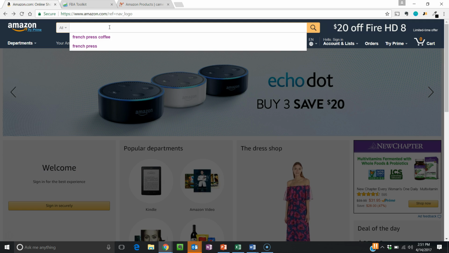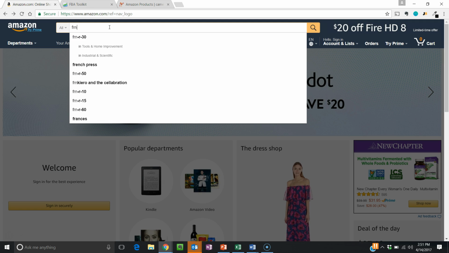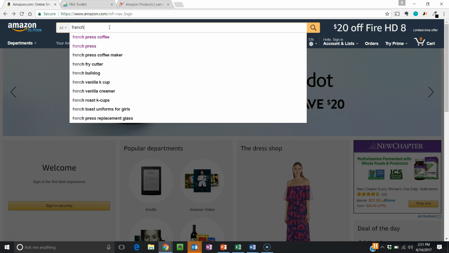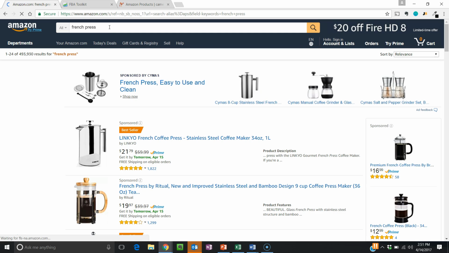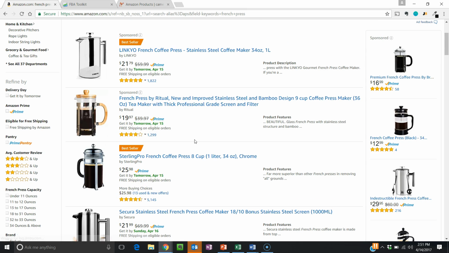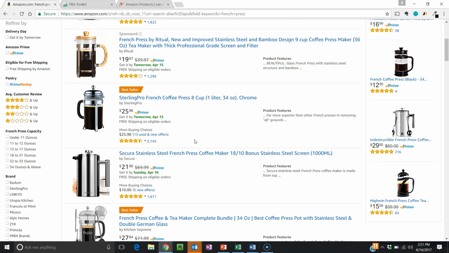So pretend we want to sell a French press. So we'll say a French press coffee maker. If I pick one of them, I could do so by looking at a lot of them all at once, or I can just pick one to get a sense. So let's just say I was going to pick this one here.